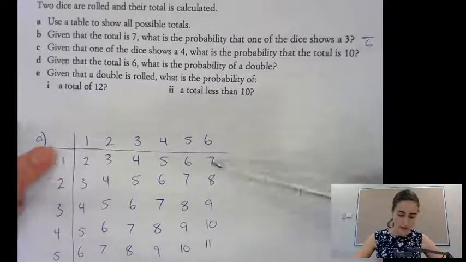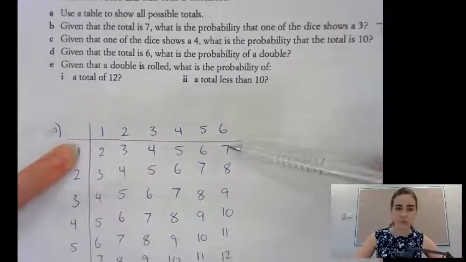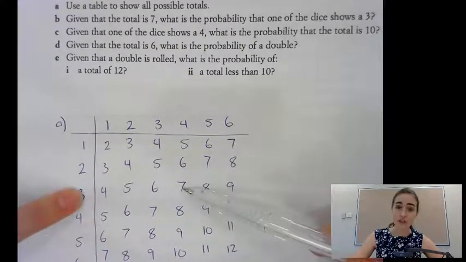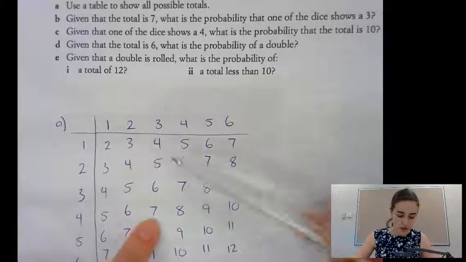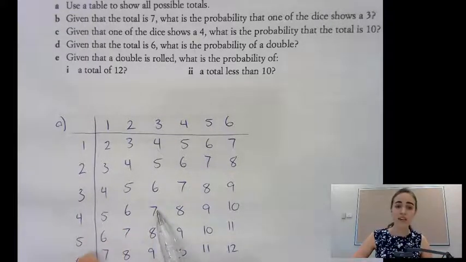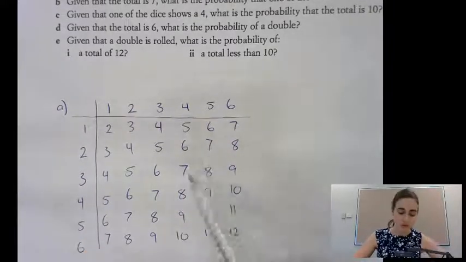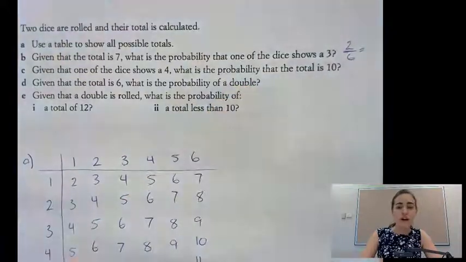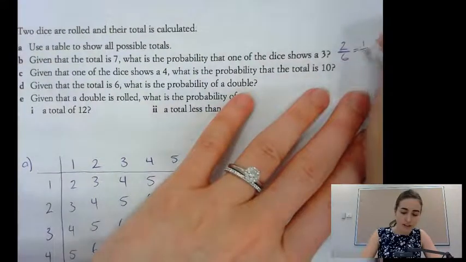So for all of these, this one came from a 6 and a 1, so that's not what we want. This one came from a 5 and a 2. This one had a 3 and a 4, so that one's one that we want. This one had a 3 and a 4 as well, so these 2 so far. This one was a 2 and a 5, and this one was a 6 and a 1. So we've got 2 out of the 6 of those that involved a 3, which will simplify down to 1/3.